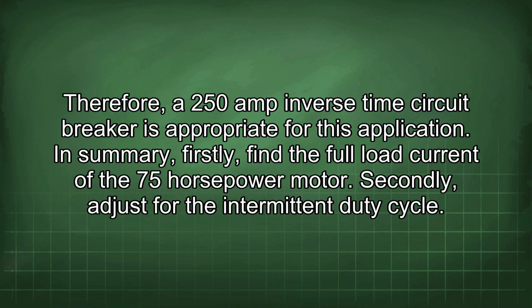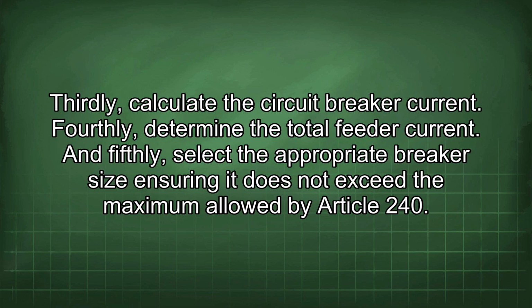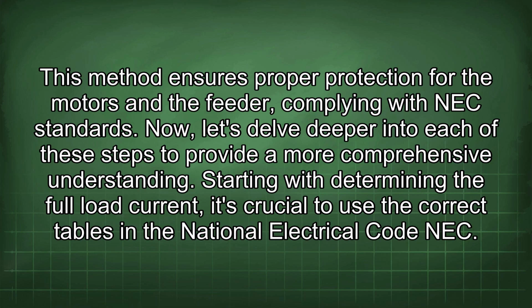In summary, firstly, find the full load current of the 75 horsepower motor. Secondly, adjust for the intermittent duty cycle. Thirdly, calculate the circuit breaker current. Fourthly, determine the total feeder current. And fifthly, select the appropriate breaker size ensuring it does not exceed the maximum allowed by Article 240. This method ensures proper protection for the motors and the feeder complying with NEC standards.